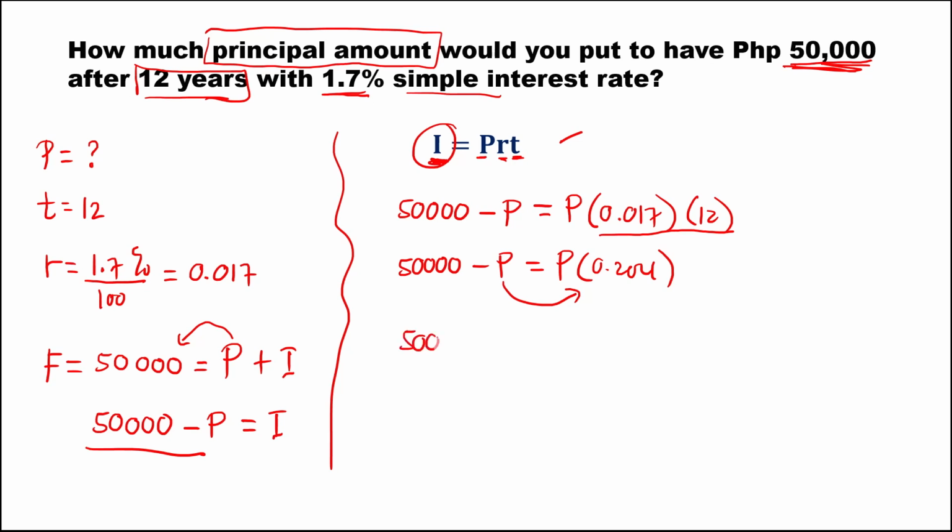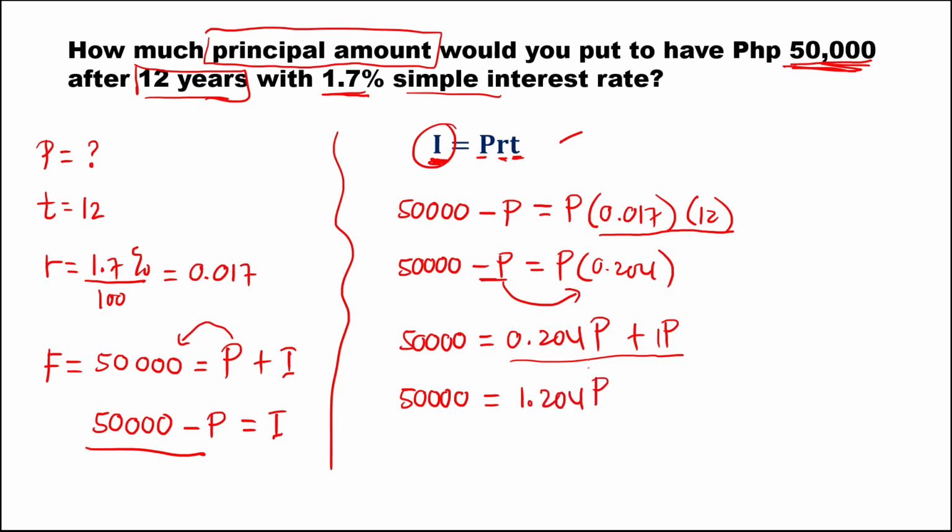So this becomes 50,000 pesos equals 0.204P plus, so this negative P becomes positive P. Then we have 50,000 pesos equals, and we need to combine. So this is 1, and therefore this becomes 1.204 times the principal.